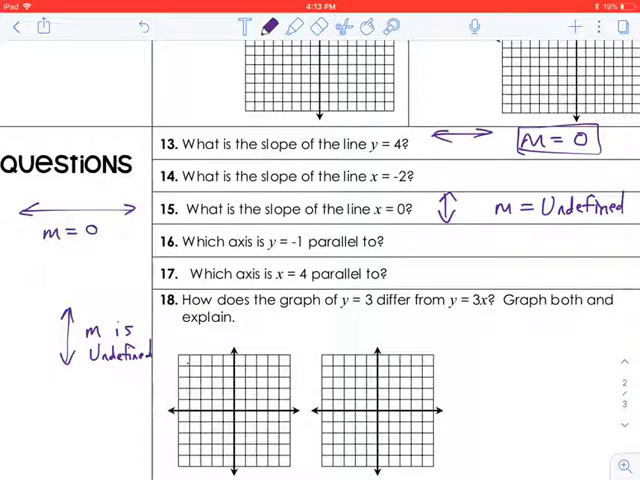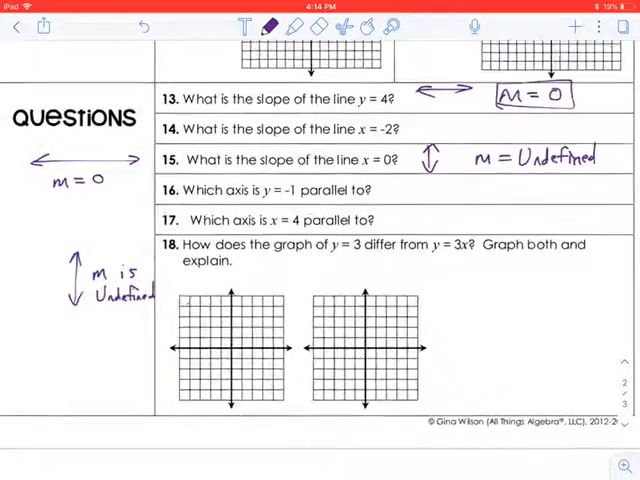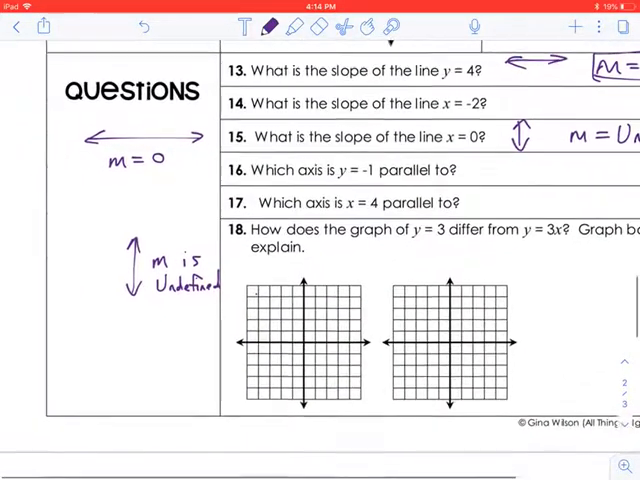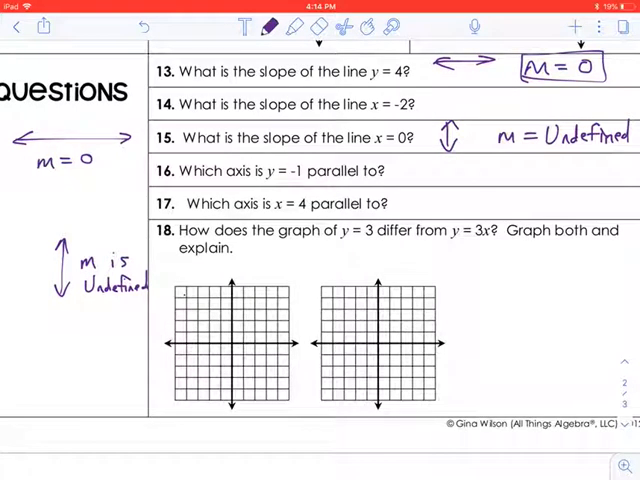Okay. And then finally, these last few questions are asking for you to see what's parallel. So parallel means they're going the same way. So which axis would x equals 4 be parallel to? Well, x equals 4 is going up and down. Well, what axis goes up and down as well? The y-axis goes up and down. So it would be parallel to the y-axis. So that should kind of give you a hint as to what 16 would be.